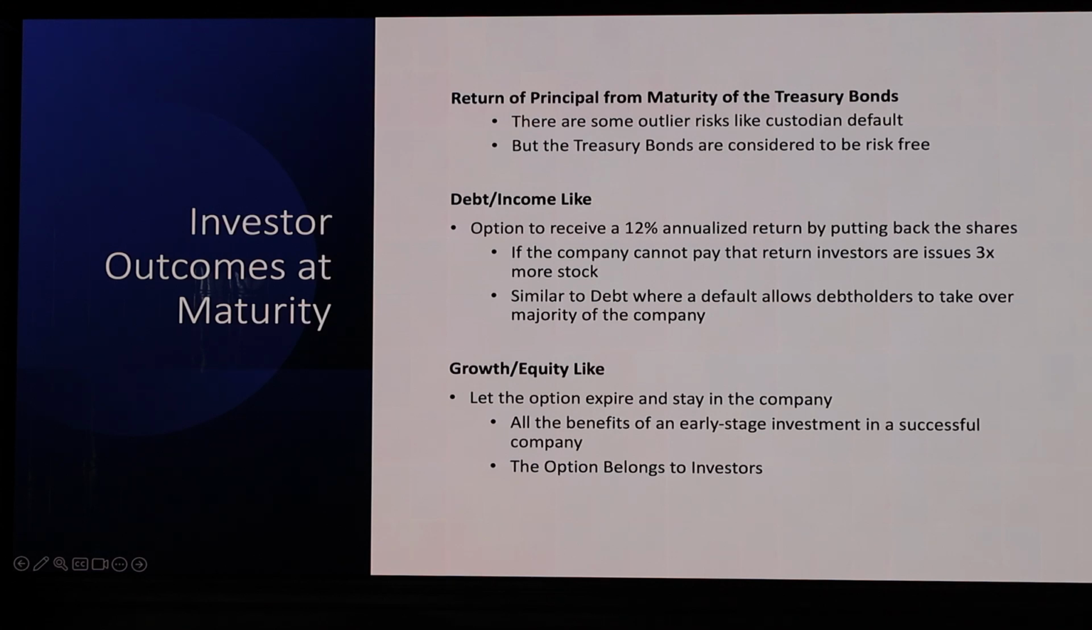Now here it's also an income type of structure. It's also structured with debt protection. If the company doesn't have enough to pay that blended return of 12%, then investors actually get issued a lot more shares and effectively get a good percentage of the majority of the company.